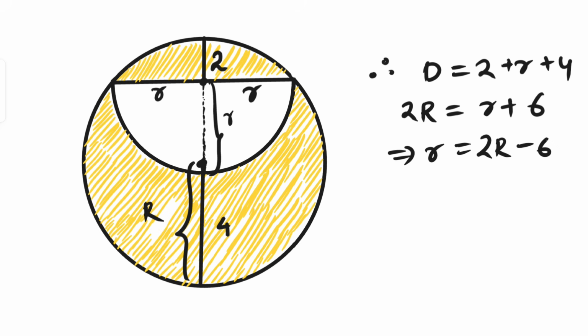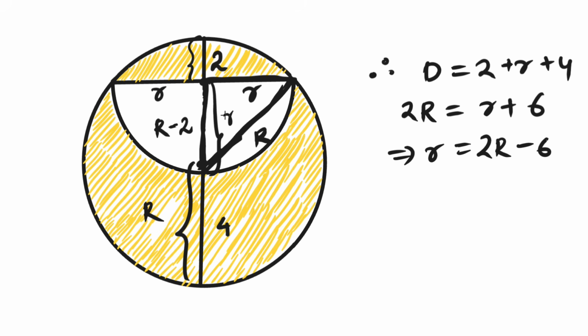Now let's use the chord of the smaller semicircle. Its half length is r, and if we connect the center of the large circle to one endpoint of this chord, we get a right triangle. The hypotenuse is the large radius, capital R. The horizontal leg is the smaller radius, lowercase r. What about the vertical leg? The chord is 2 units below the top of the large circle, so the distance from the center of the large circle to the chord is capital R minus 2.